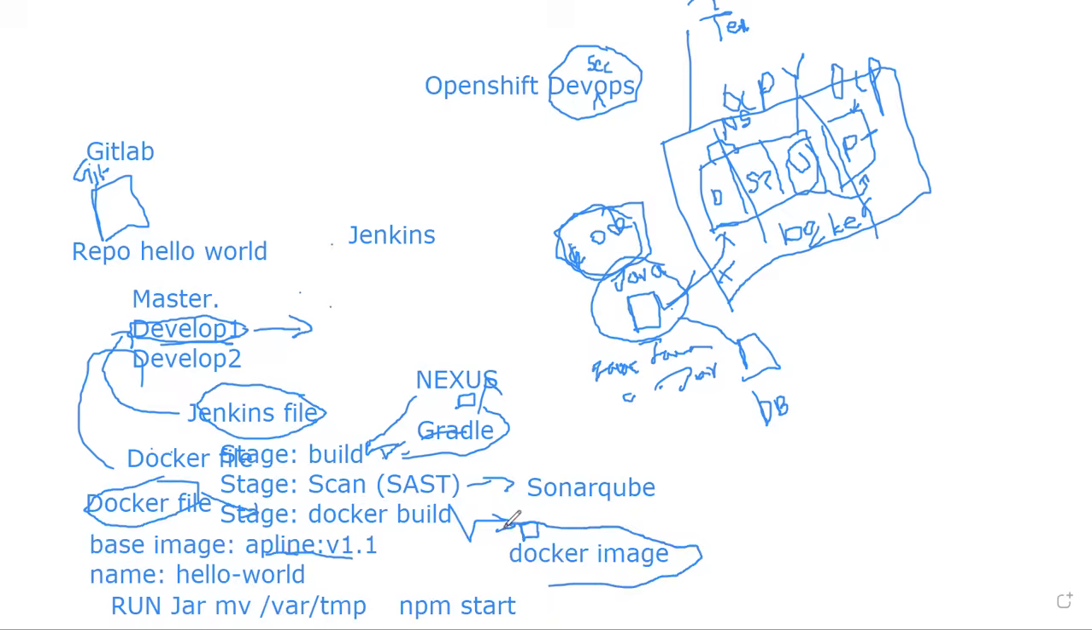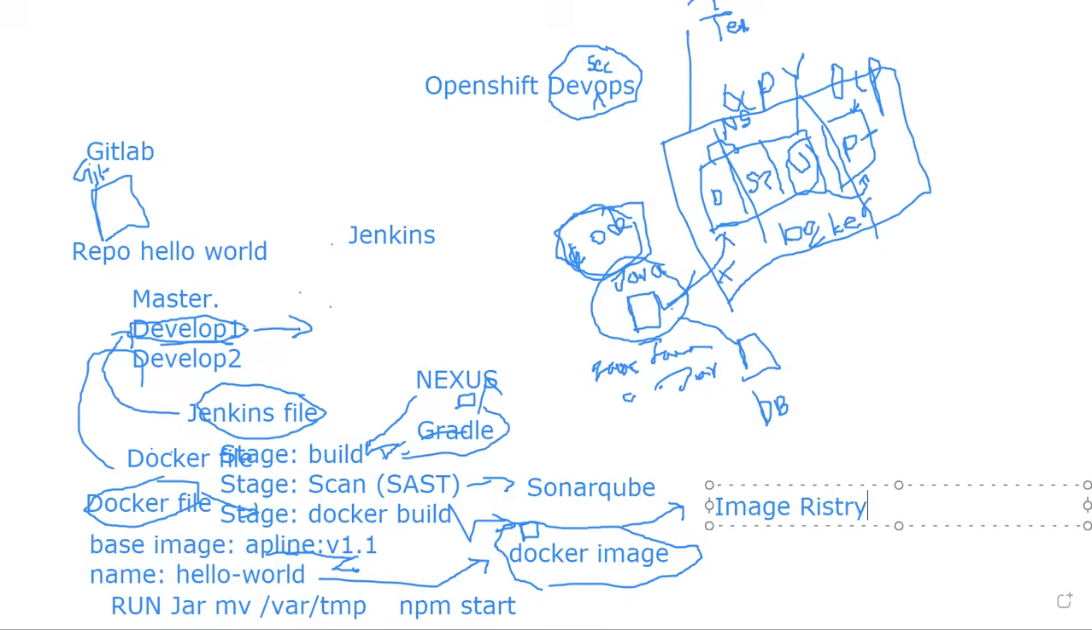This Alpine base image will not have any application. Now, since I have added the jar, it will become the hello world image because we have also given the name. Then I have to store this image. Where will I store this image? I will store this image in the image registry.